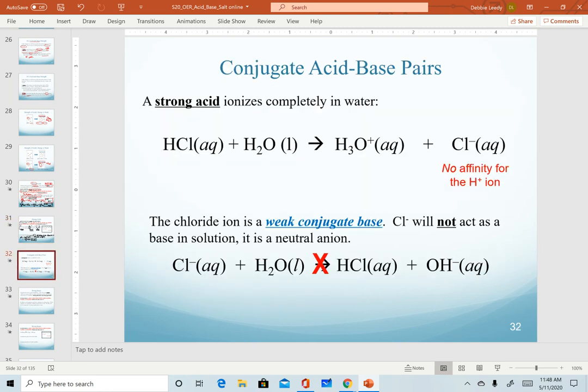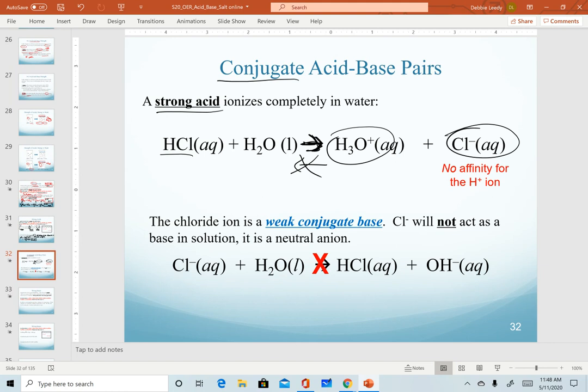So here's a little bit more discussion of our relative strengths of conjugate acids and bases. So again, a strong acid ionizes completely in water. I put HCl in water, it will completely react to form hydronium and chloride. And that means that this reaction will not go in the reverse direction. Technically it does, but to simplify things for this class, we're going to assume it doesn't.